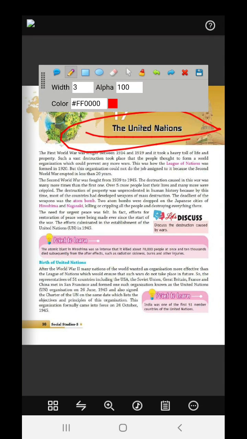The dates when World War One was fought. It was fought between 1914 and 1919.